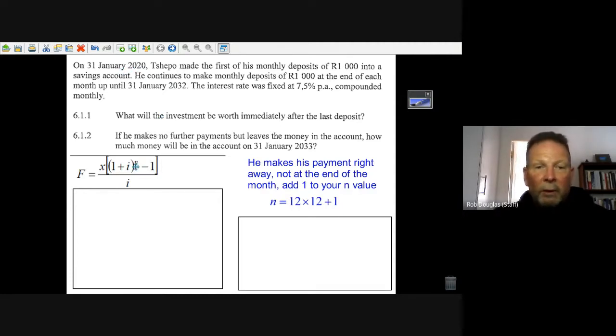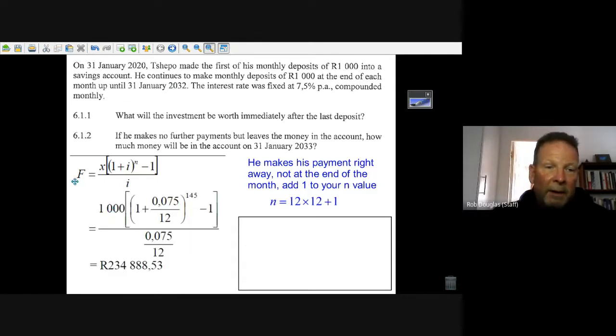So what you do when you're working out the formulas, this is a 12-year period, but he made it at the beginning of the month. So you just add 1 to the total. It's 12 years, 12 times 12 plus 1. And that means your n is 145. Then you just put all the other stuff in. It's the future value after 145 payments, because it happened at the beginning of the month. We added 1.